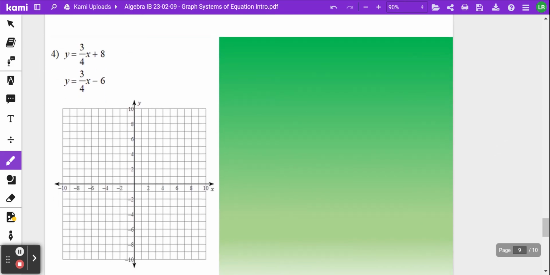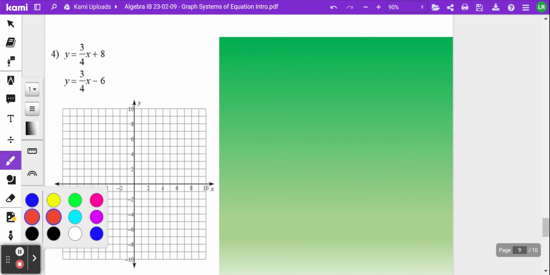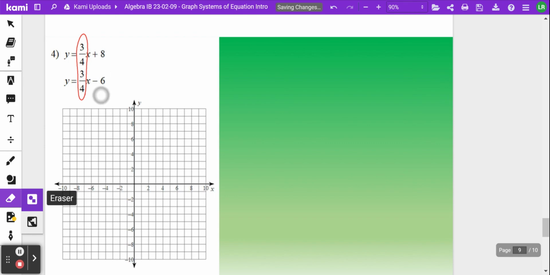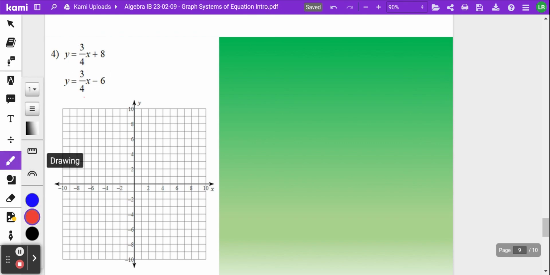Okay? And what I want to notice, again, I like to look at my equations. So we have, oh, look at there. Both of the slopes are 3/4, and they start at different spots. So I know before I even do anything that this is inconsistent. I know that these are going to be parallel lines because they have the same slope and different starting points.